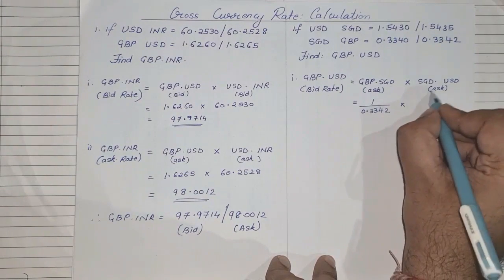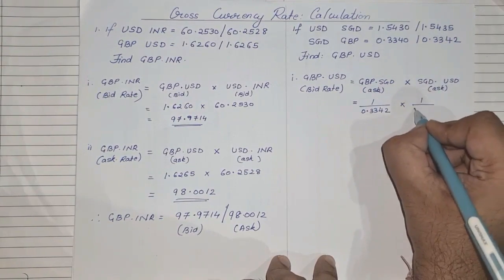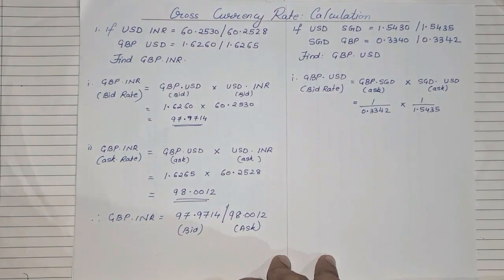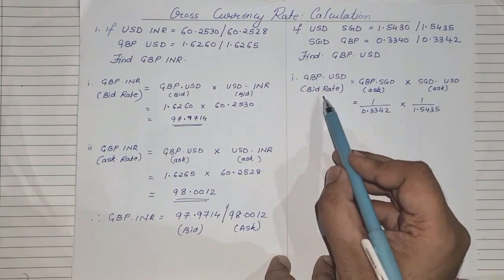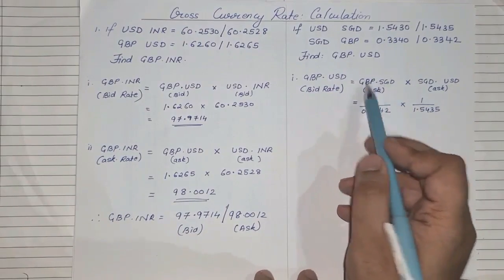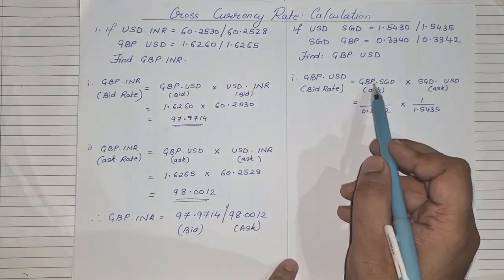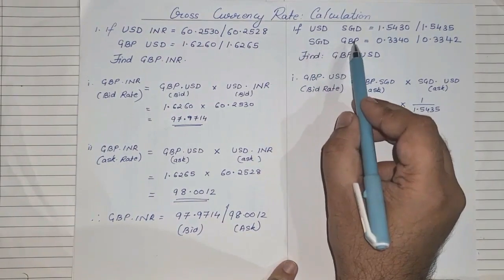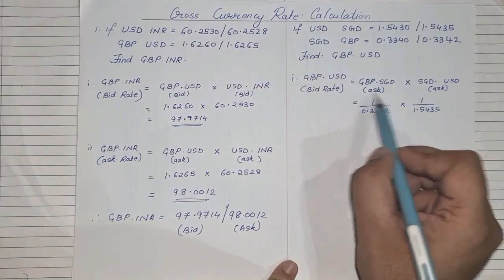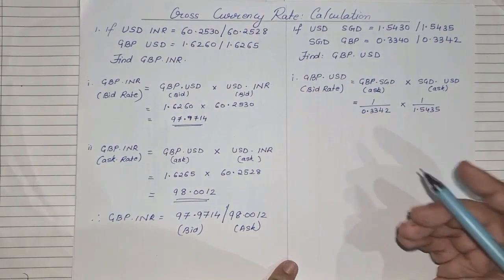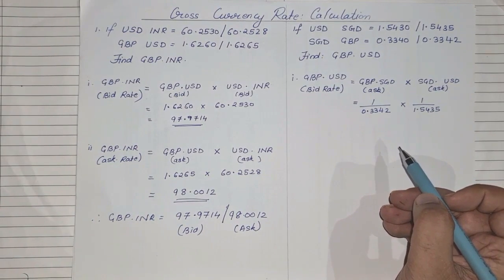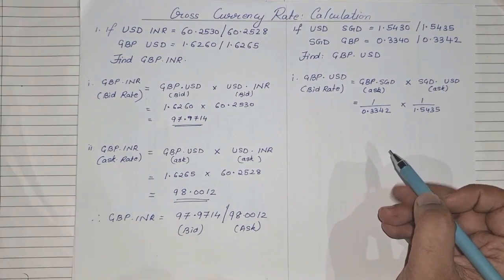So it will be 0.3342 multiplied by, again the ask rate, 1 upon 1.5435. This is the most important part that needs to be considered. Whenever you are finding the bid rate and the question has been given in one order and we have been asked to find it in reverse, the rule is: first of all it will be the inverse, that is 1 upon the reciprocal, and secondly, if you are finding bid, we have to take the rate of ask, and if you are finding ask, we have to take the rate of bid, if it goes in the opposite direction.